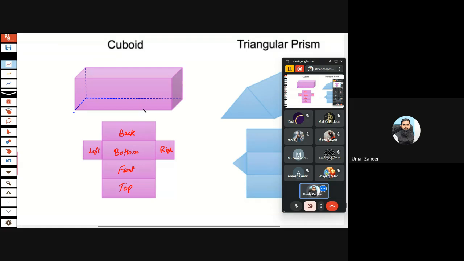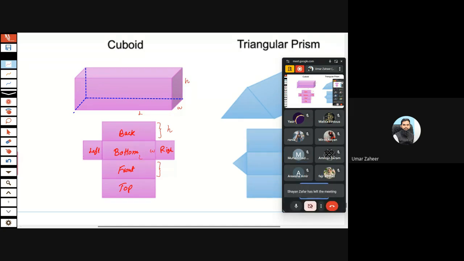Now the main thing that we have to be concerned about. Let's say this is the length, this is the width, and this is the height. Now we have to write the same thing in the picture. So this is the length, this is the width. Can anyone tell me what this is? That would be the height. Yes, it is the height.